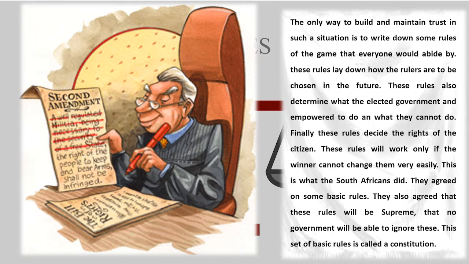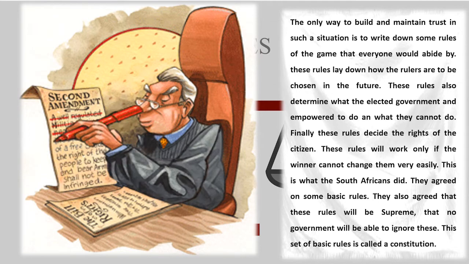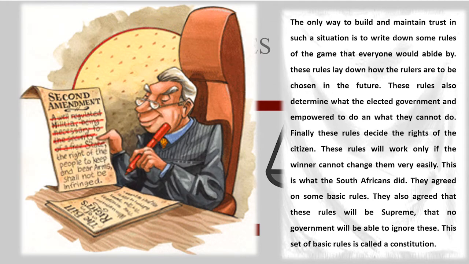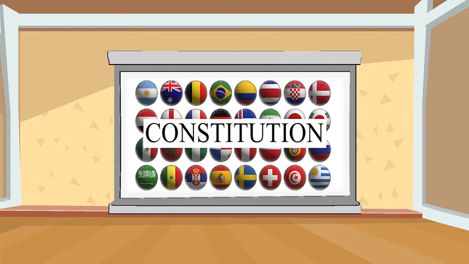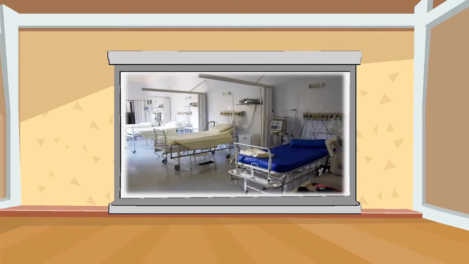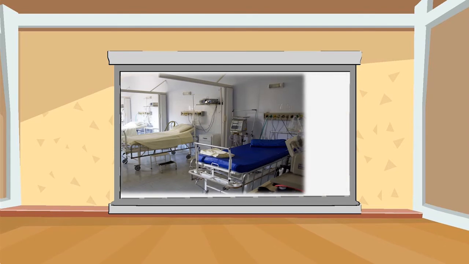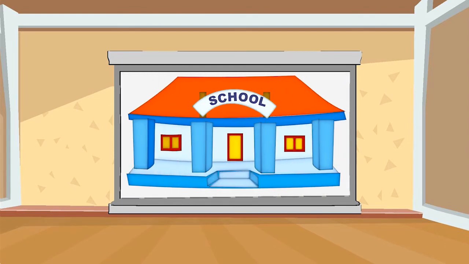Let's read the next paragraph to understand the meaning of Constitution better. Could one of you please volunteer and read this paragraph for us? Every country has a set of rules that each government and each citizen is expected to follow. These set of rules combined are known as a constitution.